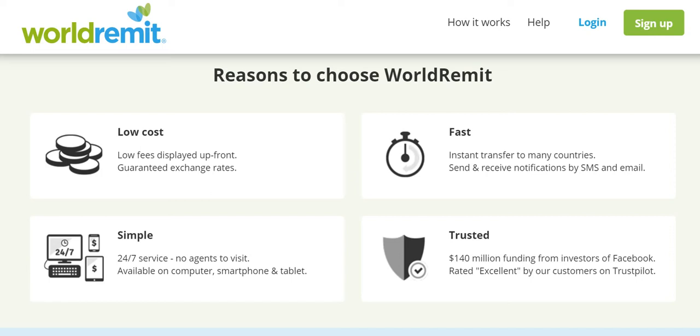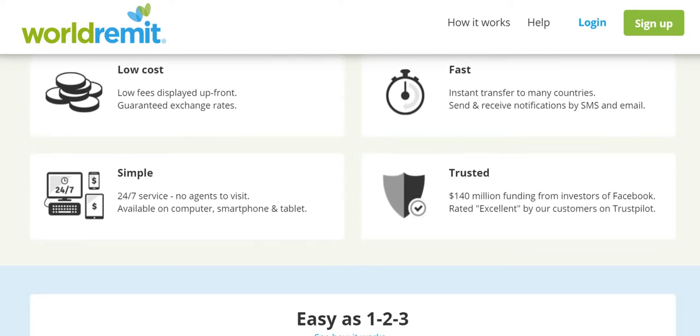Additionally, we find that the trust factor is accentuated by the fact that WorldRemit's own customers have rated it as excellent on Trustpilot. Trustpilot is a platform which gauges trustworthiness of all such platforms. So, the fact that its own customers have rated it as excellent on Trustpilot, we can be assured that yes, this is well and truly a high quality platform.